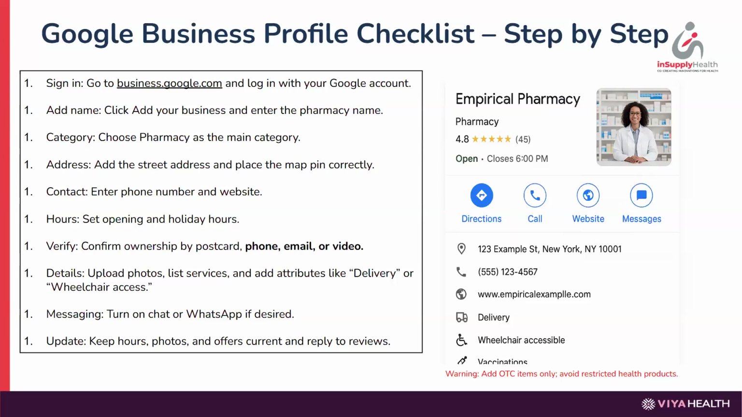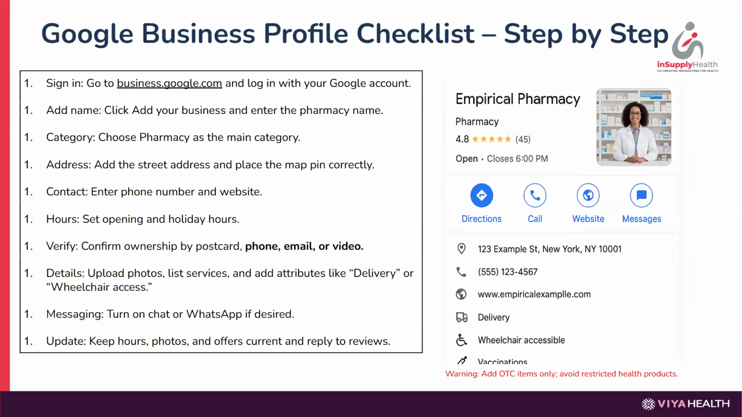Then you'll have the details that you need to upload. If you have a logo, you'll upload photos for your pharmacy. You can just take a few from the counter outside and add them. If you offer delivery, you can also include that. And then, of course, if people can access your pharmacy through a wheelchair, you can also tick that. And then you'll also be able to turn on chat.